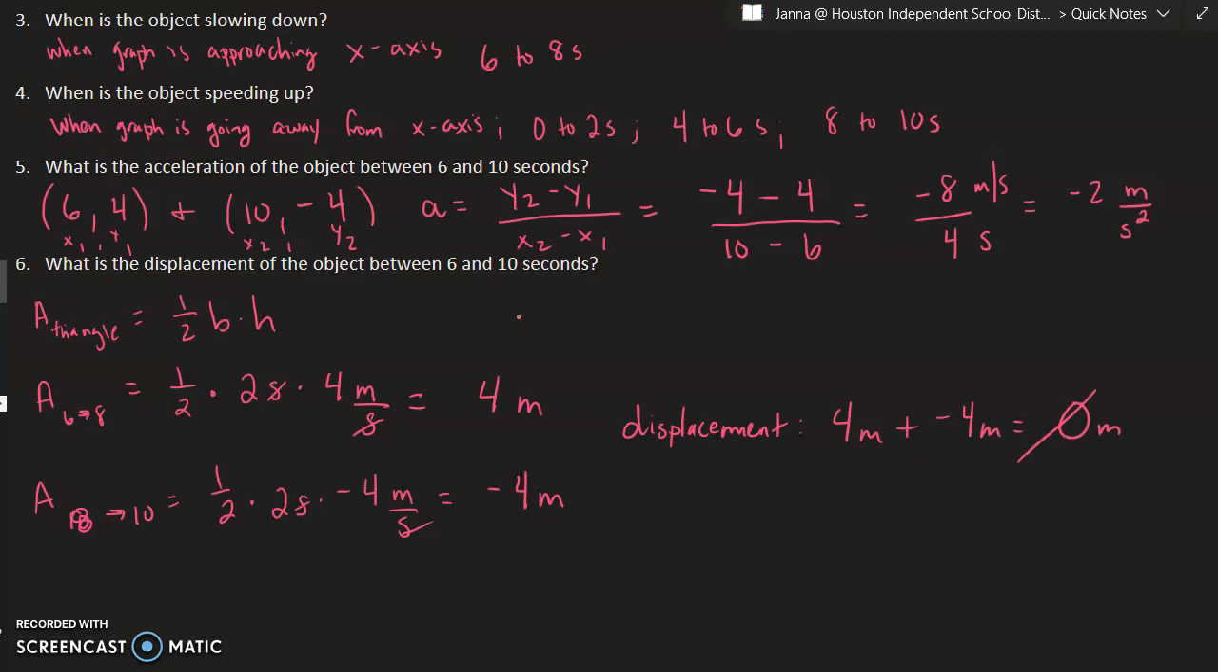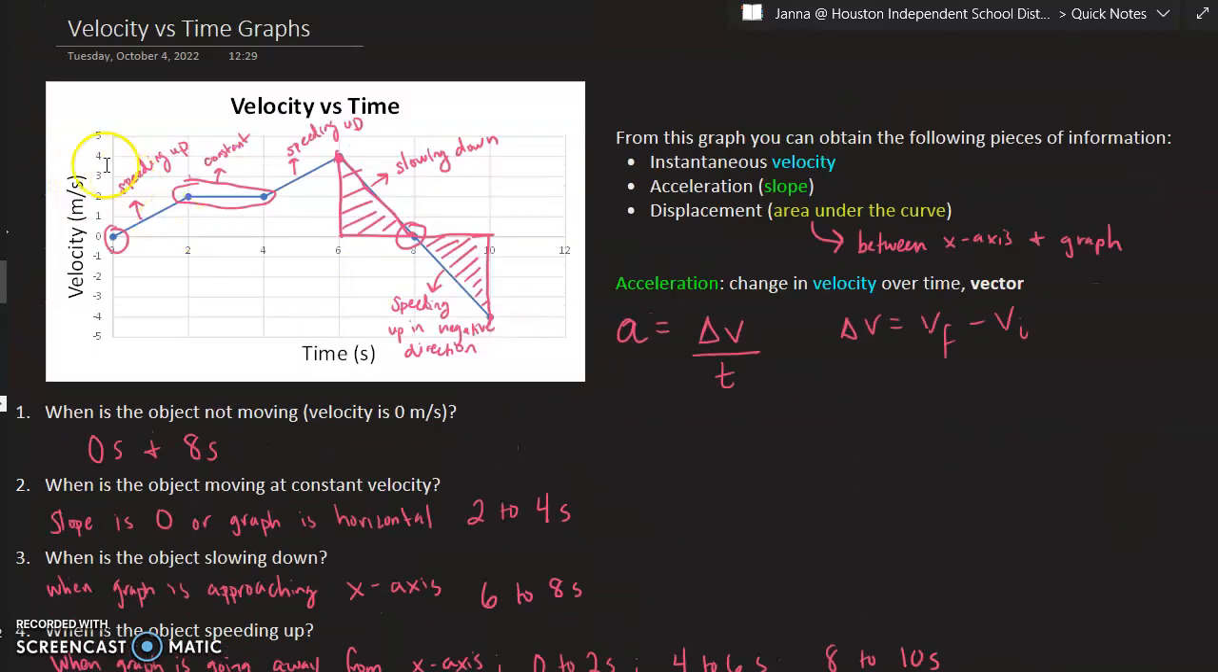The object comes right back to where it was. It comes right back to its starting position between 6 and 10 seconds. How does this happen? The object was being displaced in the positive direction, slows down, comes to a stop. Then the object starts traveling in the opposite direction and it's speeding up. So at 10 seconds, it's right back to where it came from at 6 seconds. So the total displacement here is 0.